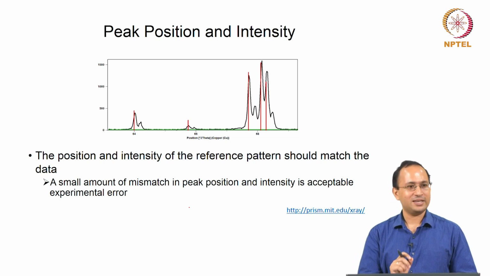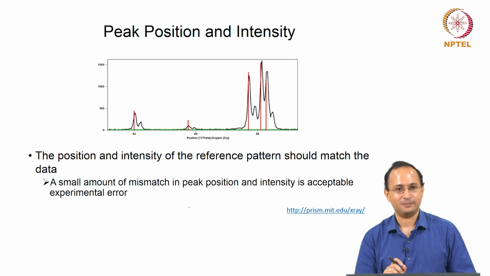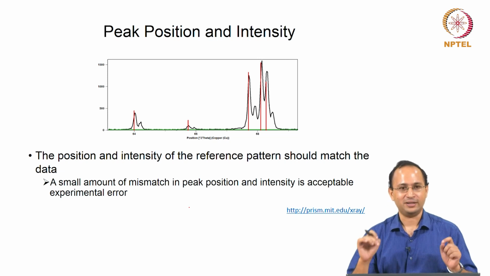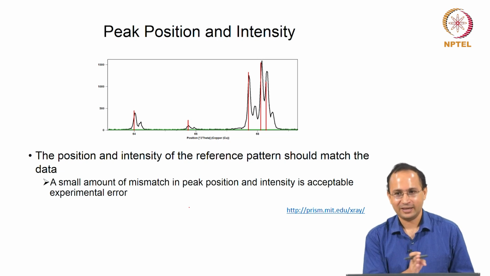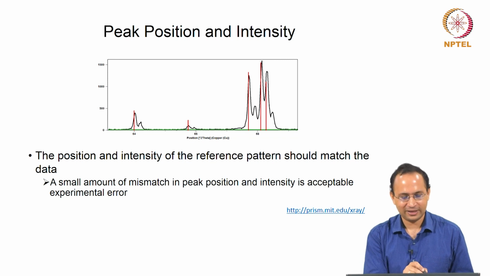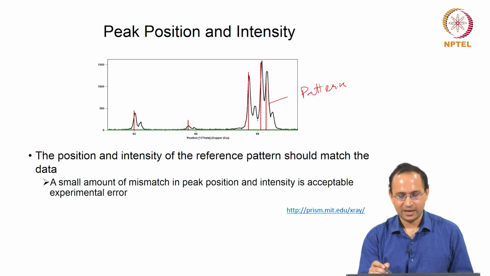Now the first thing is to identify peak position, right. So you have a pattern. Now you want to see whether the phase you are interested in has the peak. How do you make sure of that? In this case, for an example, you got this pattern, right. This is the pattern you get from the experiment. Now you pick one phase, right.